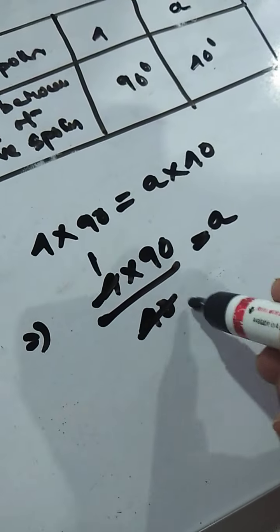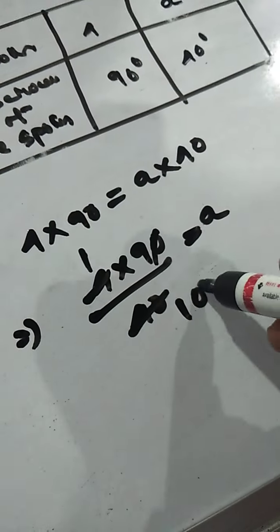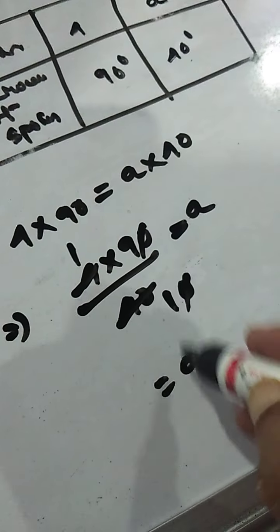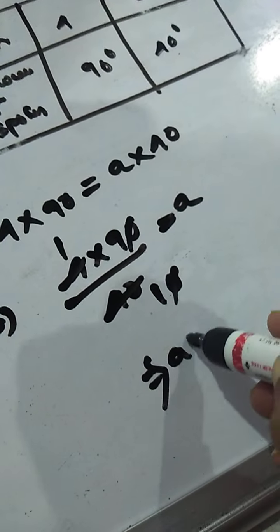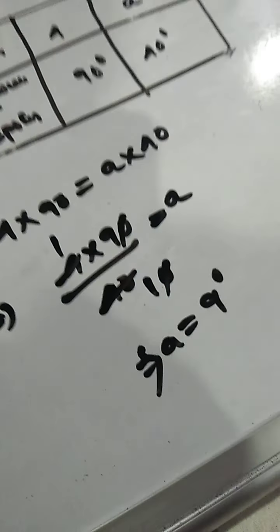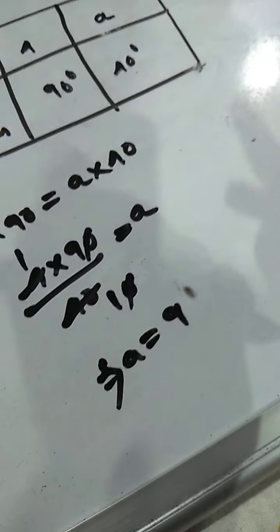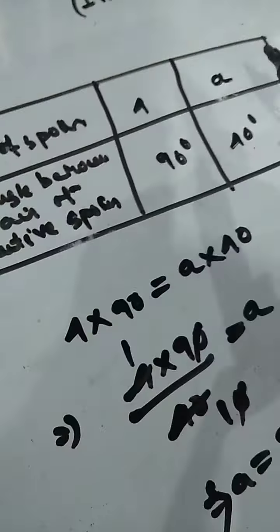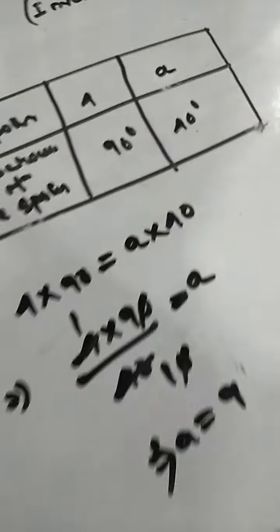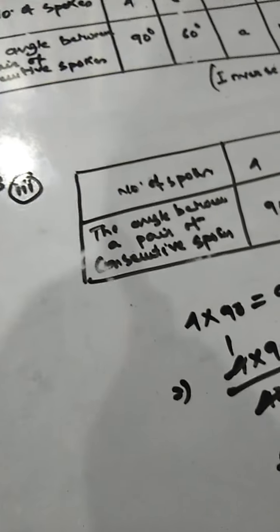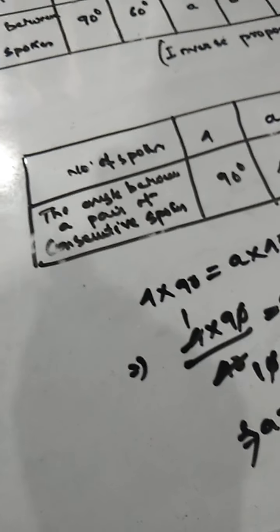4 ones are 4, 4 tens are, we'll reduce these two zeros. So A would be 9. Oh, sorry, not degree, 9 spokes. So the number of spokes will be 9. So when the number of spokes is 9, then the angle between the two consecutive spokes would be 40 degree. So this is the solution of sum number 3 of question number 3.